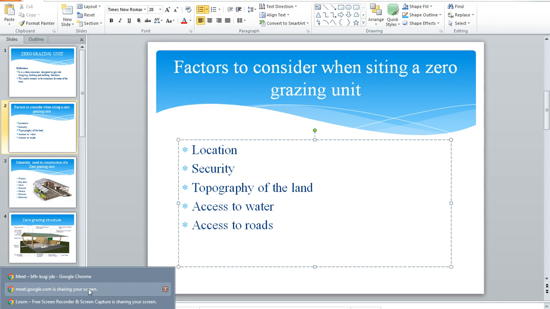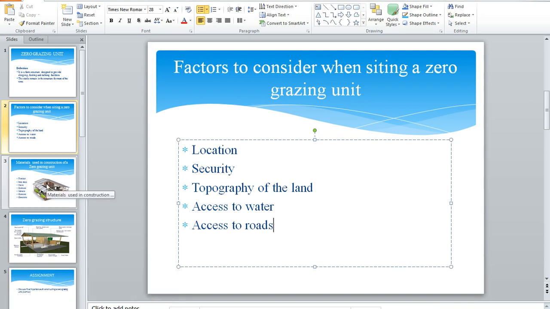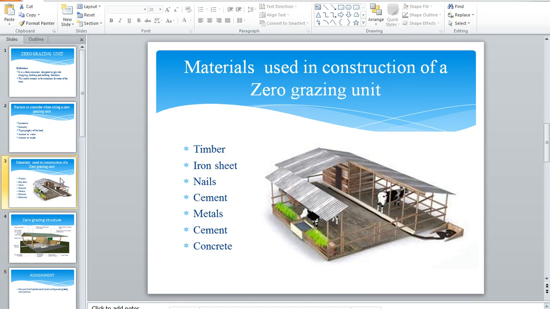Yeah. So then let's move to some of the materials that can be used in construction of a zero grazing unit. Who can be able to see this where my arrow or pointer is? Anybody? You are able to see? Yeah, the roofing or the iron sheets.